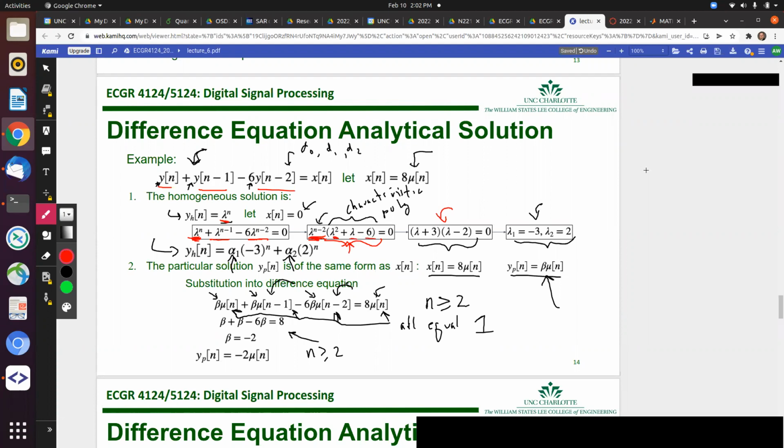So you have lambda squared plus lambda minus 6. You factor that using either the quadratic formula, or I see what this factorization is, or any other means of factorization. And you see that the factors are lambda 1 is equal to minus 3, lambda 2 is equal to 2. And now you know the homogeneous solution is some unknown constant alpha 1 times minus 3 to the n plus some unknown constant alpha 2 times 2 to the n. And you are done with step 2.